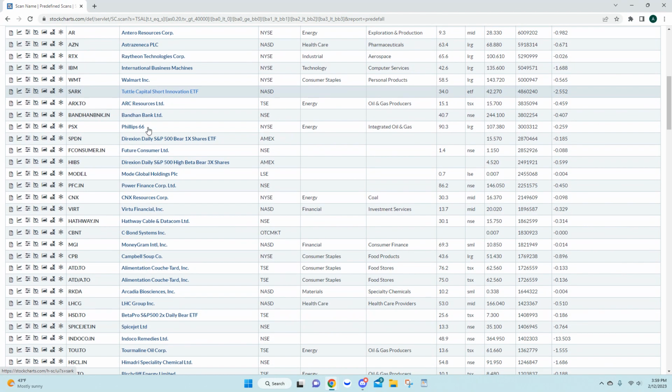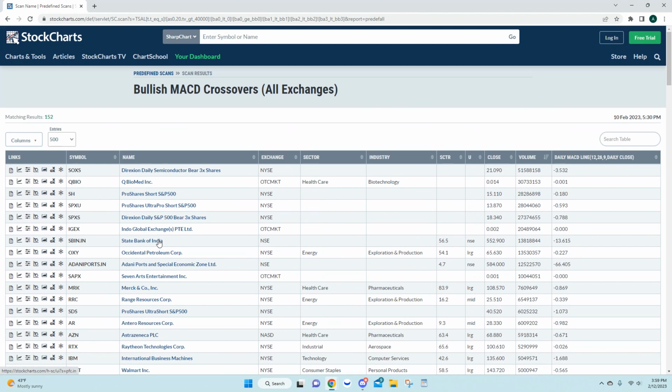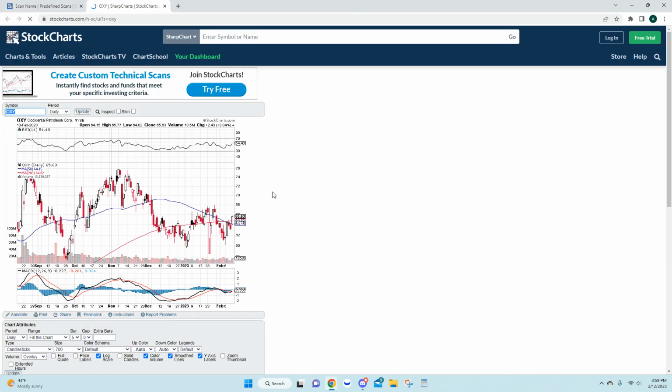Let's find one to look at here. We'll do Oxy. You come over here, and if you click on this sharp chart, it's going to pull up a chart. It's going to show you your RSI, your moving averages, your 50 and your 200. And then it shows here's your bullish MACD crossover.